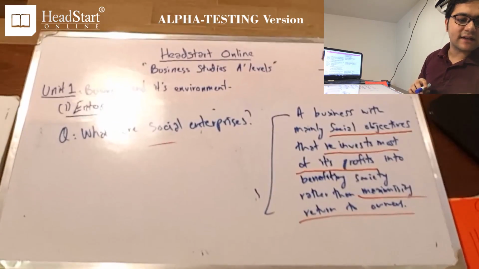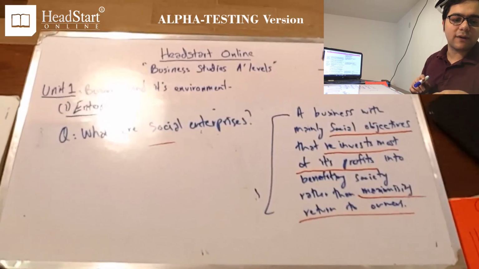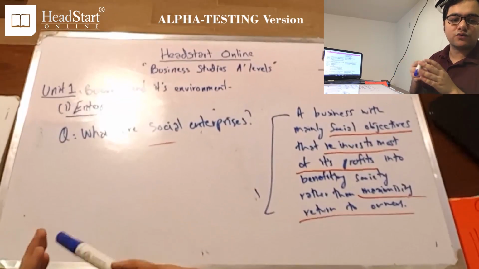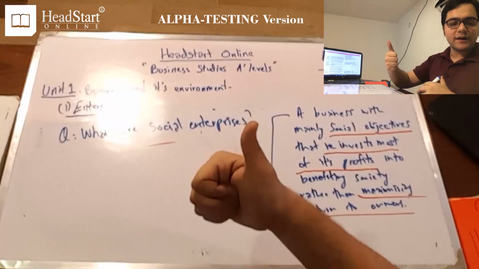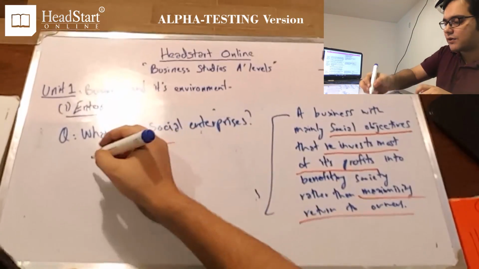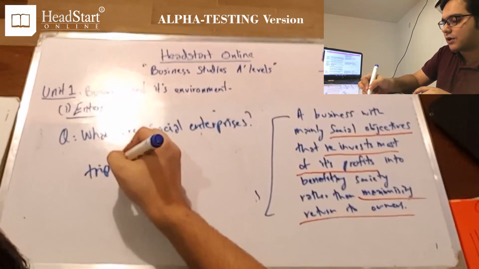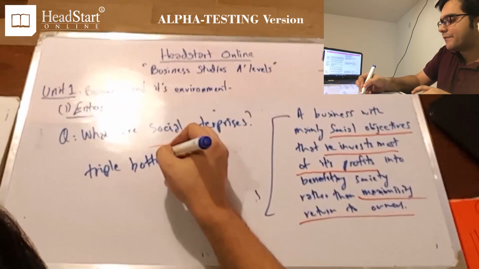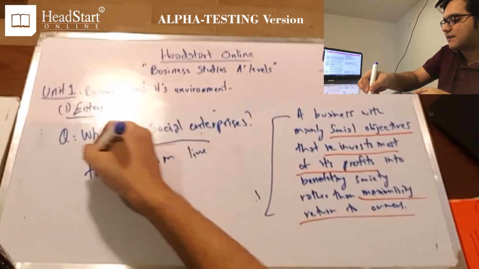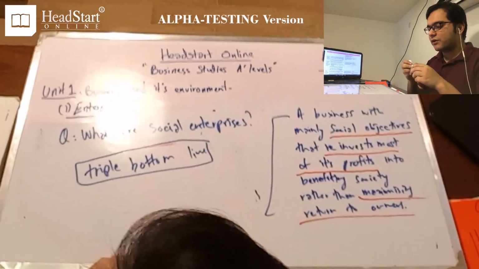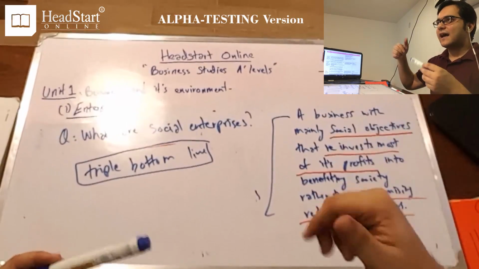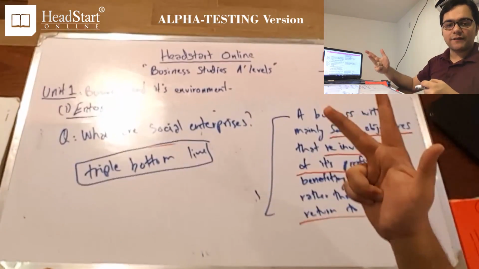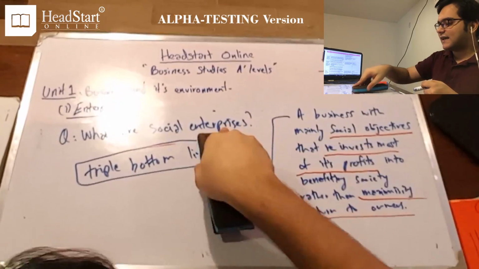Now, there is a concept here called the triple bottom line. Obviously, the 3 objectives of social enterprise, which are economic, social, and environmental. But you need to remember this term, triple bottom line. Whenever you hear this term now, you need to write this down as well. Whenever you hear this term, you're going to remember, oh, this is a social enterprise, and it gives economic, social, and environmental benefits to the people, the society at large.